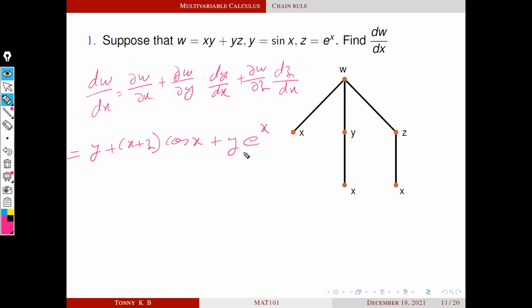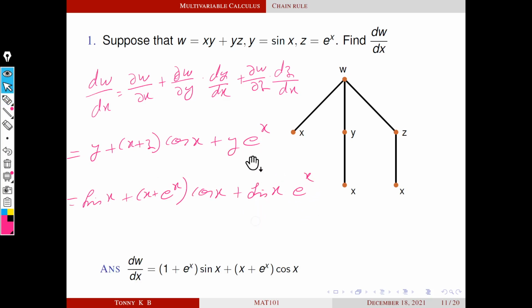So you have to replace y and z by the corresponding relations in x. This becomes sin x plus e raised to x, since z is e raised to x, times cos x, plus sin x, since y is sin x, times e raised to x. Okay, so this is the final answer. You can also convert w in terms of x using these relations and then differentiate. That's also possible.